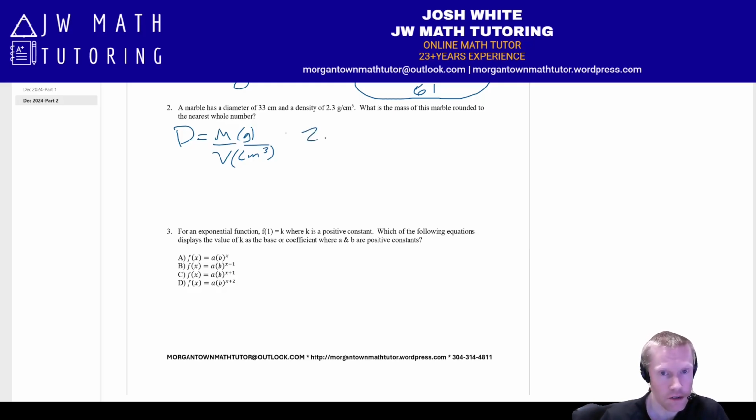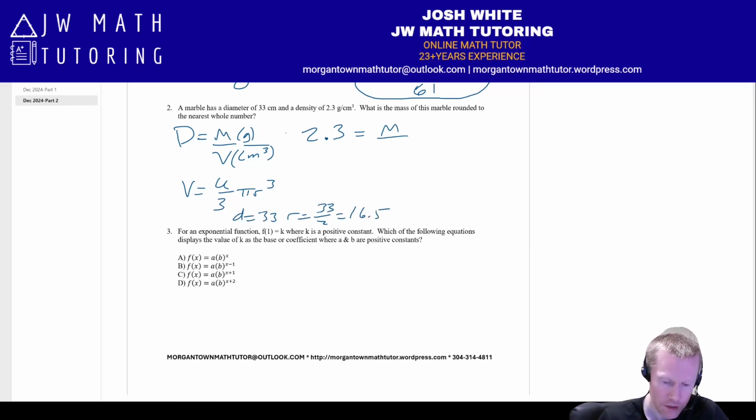Okay, so we know the density is 2.3. We know we want to find the mass. Okay, that we don't know. And we're told the marble has a diameter of 33 centimeters. So we need the volume of this marble. So volume of a sphere, this is given on the reference sheet, but it's still good to memorize, is 4/3 pi r cubed. Diameter is 33, which means the radius is half that, which is 16.5.